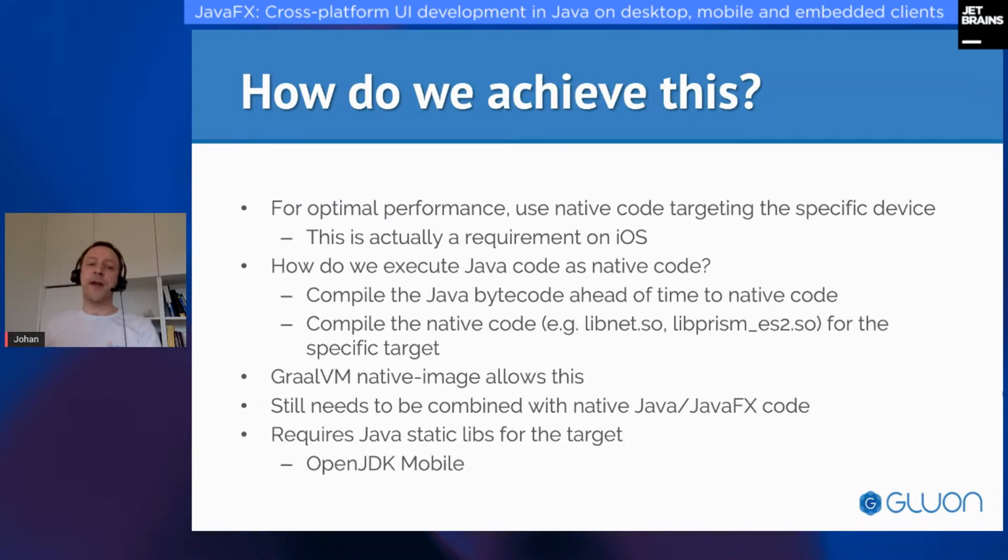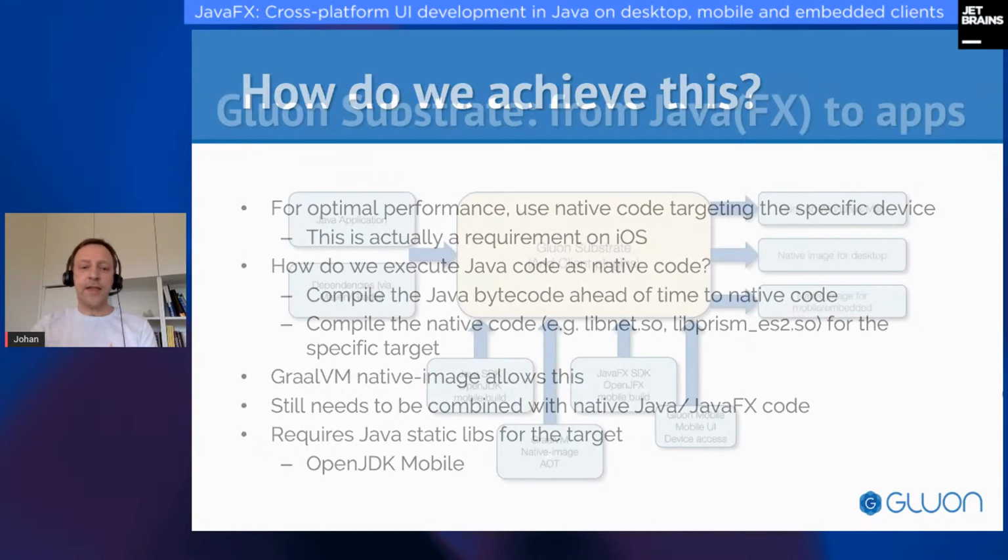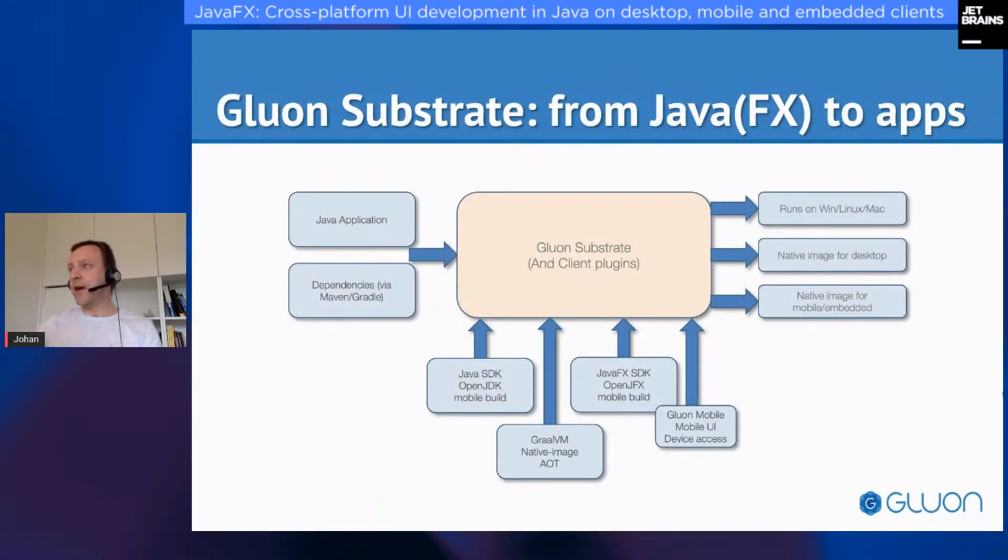We compile the Java bytecode, including the JavaFX bytecode, to native code ahead of time. And the native code that's needed for the hardware-accelerated rendering, but also for the Java core libraries, is compiled to the specific target as well. This is where we're using GraalVM native image, which allows you to compile your Java application into native code. And the Java runtime itself is also compiled into native code. So all the functionality that your Java application needs, threading and so on, is compiled to native code. And the native libs come from OpenJDK mobile.